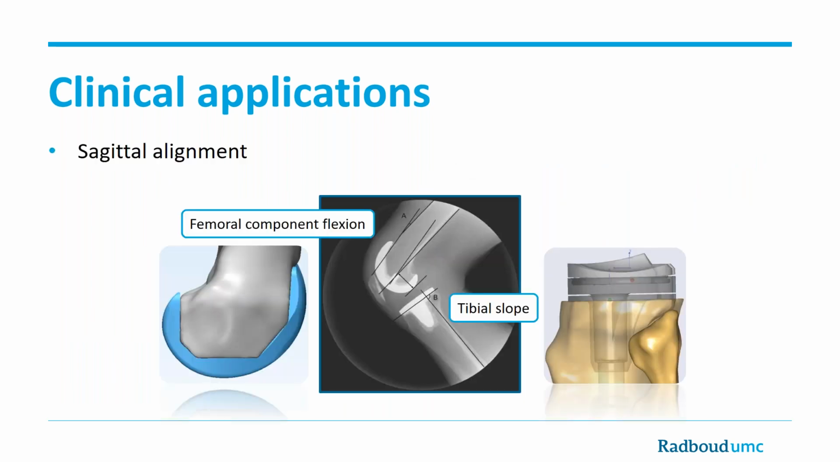The topic that we will cover is essentially related to the sagittal alignment of the prosthesis in total knee arthroplasty. The femoral component can be flexed in the sagittal plane, and the tibial slope is another parameter that can vary in this type of surgery. We'll see why these are important and what the effects of these parameters are.